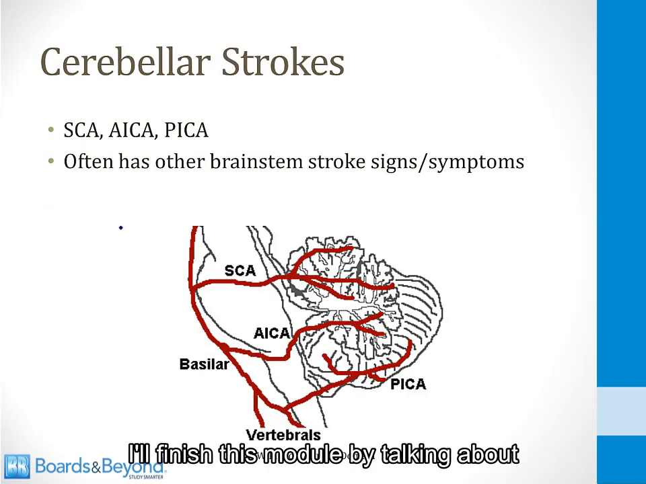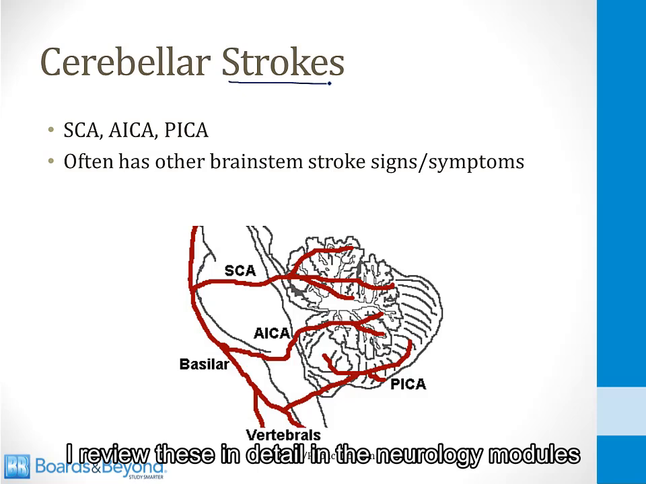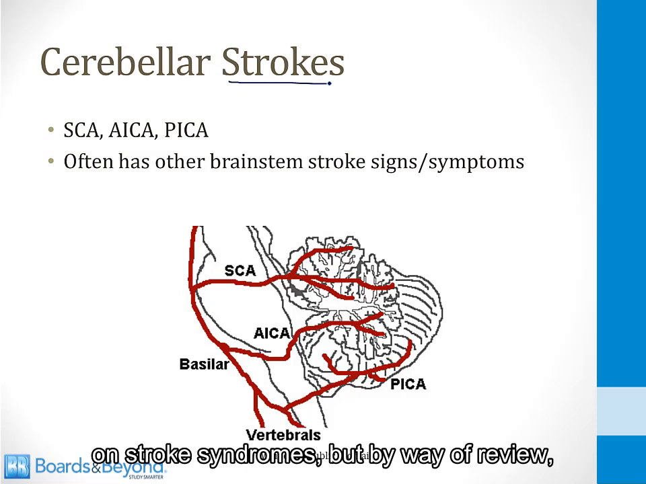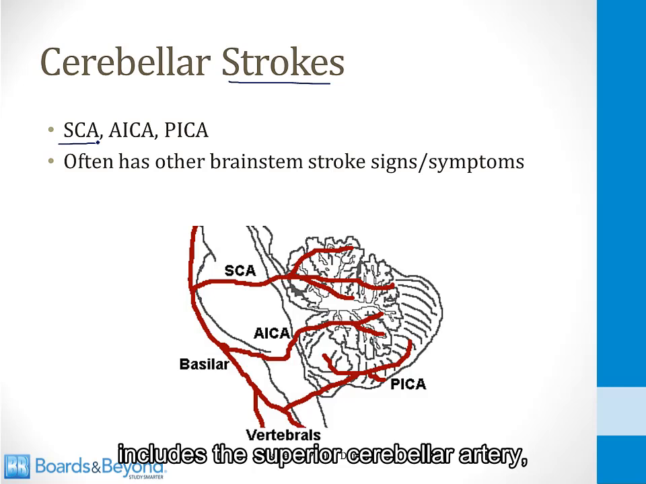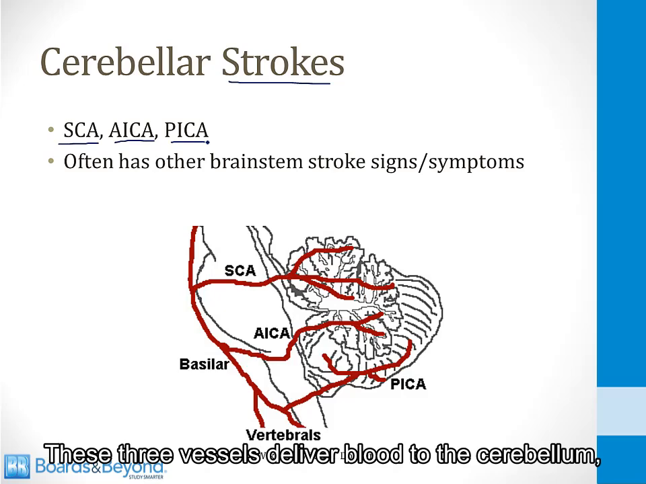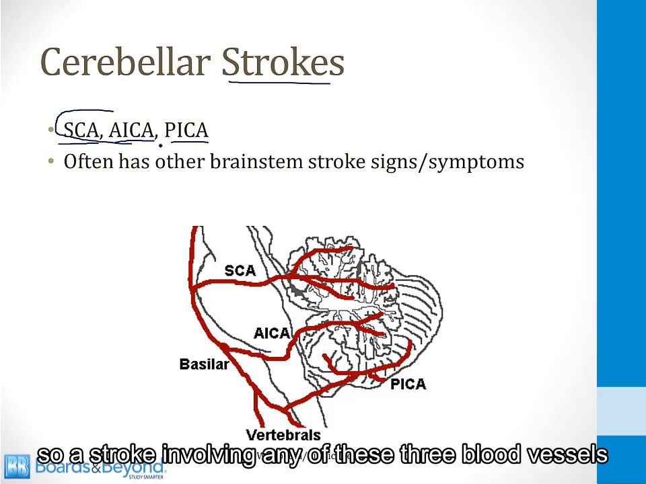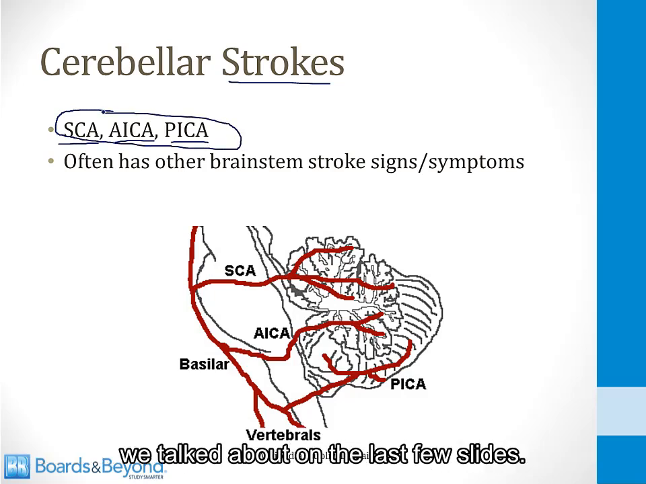I'll finish this module by talking about cerebellar disorders, and I'll start by reviewing cerebellar strokes. I review these in detail in the neurology modules on stroke syndromes, but by way of review, the blood supply to the cerebellum includes the superior cerebellar artery, the anterior inferior artery, and the posterior inferior cerebellar artery. These three vessels deliver blood to the cerebellum, so a stroke involving any of these three blood vessels can lead to any of the cerebellar symptoms we talked about on the last few slides.